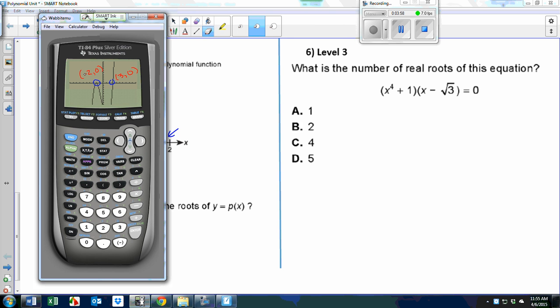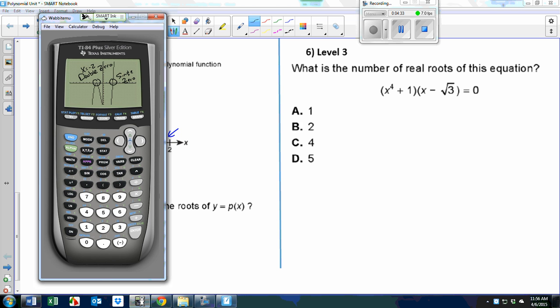Well, if you'll remember from our study of this unit, if it touches and turns like it does right here at x equals negative 2, x equals negative 2 is a double root, or a double 0 when you're looking at a function. So if it's a double 0, it counts twice. That's 2 of those real zeros. And then x equals 3 is the third. That's a single 0.